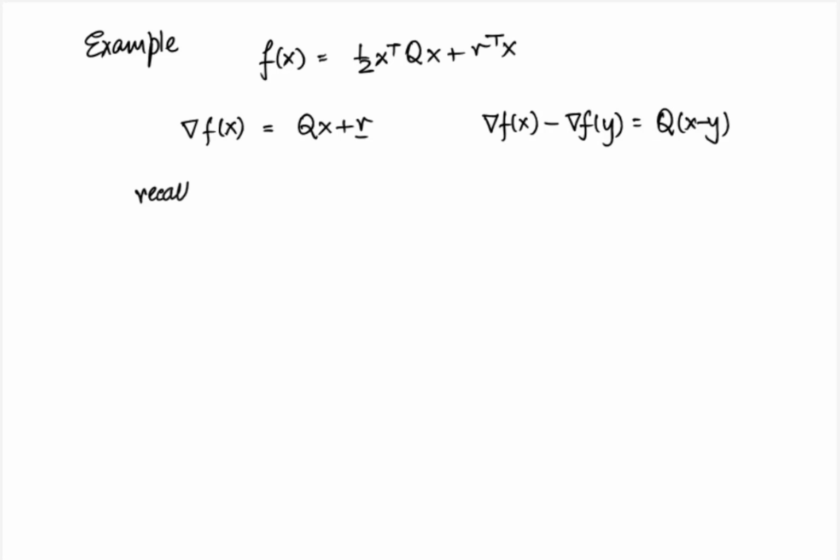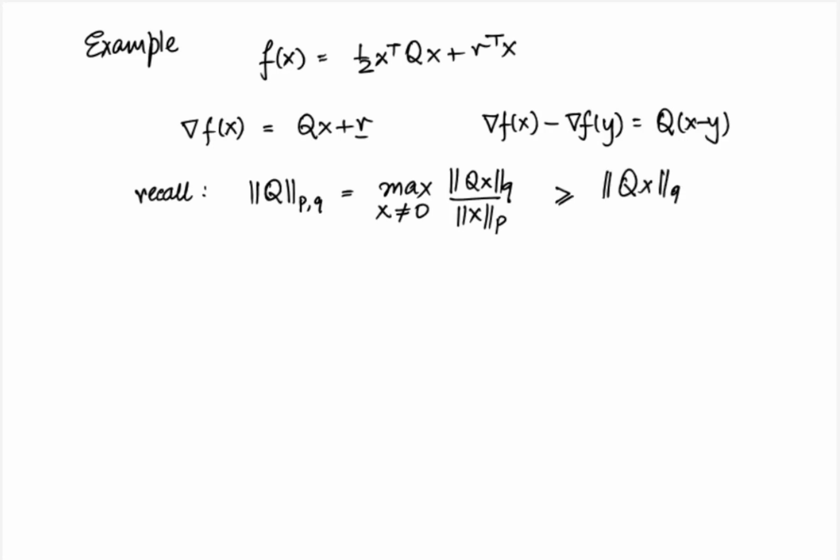For this purpose, we recall the definition of the operator norm, which is given by the (p,q) operator norm of Q equal to max over all x not equal to 0 of the Lq norm of Qx divided by the Lp norm of x. So from the definition of the max operator, we therefore have that the operator norm of Q is greater than or equal to the Lq norm of Qx divided by the Lp norm of x for all x not equal to 0. Or equivalently, the Lq norm of Qx is less than or equal to the operator norm of Q times the Lp norm of x.